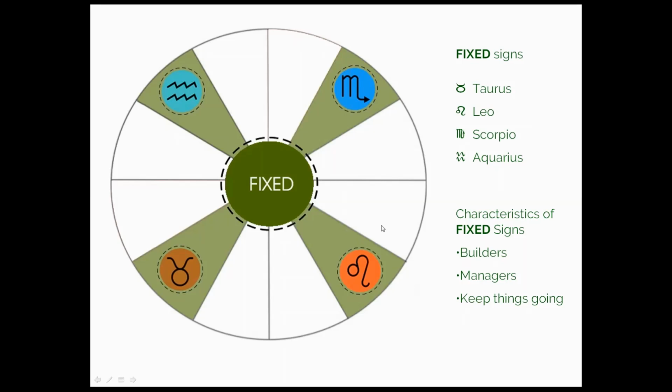And then they hand them off to the fixed signs: Taurus, Leo, Scorpio, and Aquarius. The fixed signs are the builders and managers. They're the ones that keep things going. So the cardinal signs initiate something, and then the fixed signs are the ones that codify it, legislate it, and create a structure to keep it going.